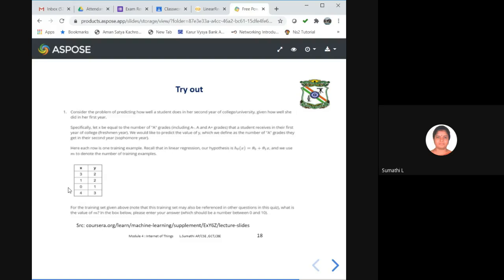It is supervised learning because my intention is to design a model to predict this Y, the number of A grades the student will get in the second year. This is the data I had from my previous records, right? Now I have to design a line like this. I have to find the values for theta naught and theta 1 such that the line maps well to this data set, right?